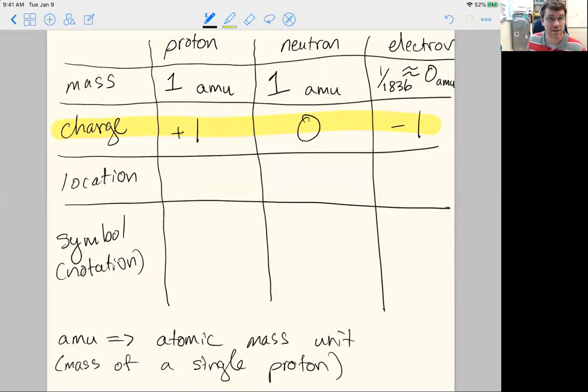The location, I think this is interesting to include, and that is, we're going to say the nucleus is the location for the proton and the neutron. And electrons exist in what are called orbitals.